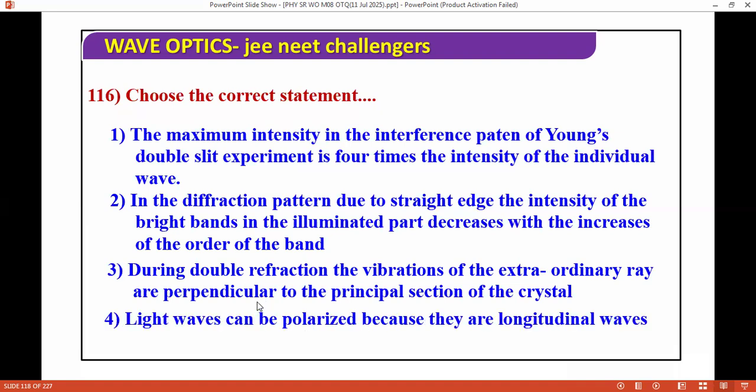So the correct answer for this question is: in the diffraction pattern due to a straight edge, the intensity of bright bands in the illuminated part decreases with the increase in the order of the band. Next question.